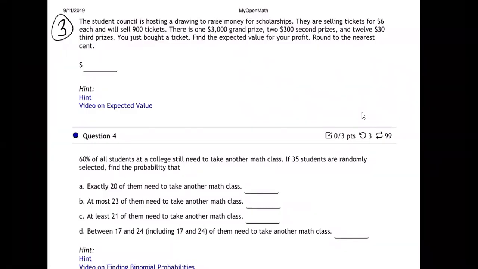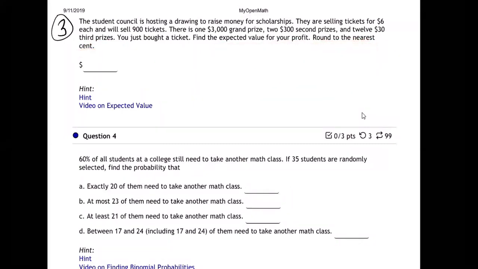Number three. The student council is hosting a drawing to raise money for scholarships. They're selling tickets for $6 each and will sell 900 tickets. There's one $3,000 grand prize, two $300 second prizes, and 12 $30 third prizes. You just bought a ticket. Find the expected value for your profit. Round to the nearest cent.